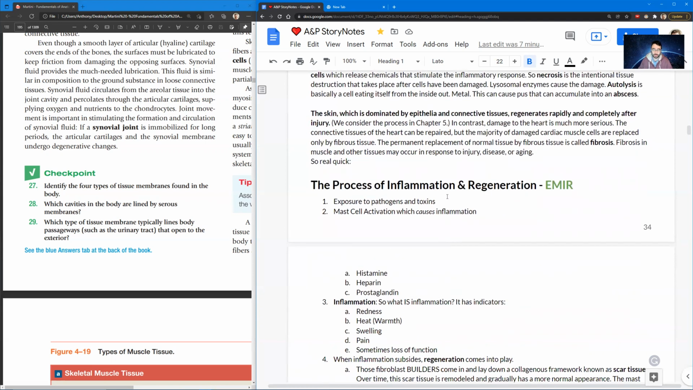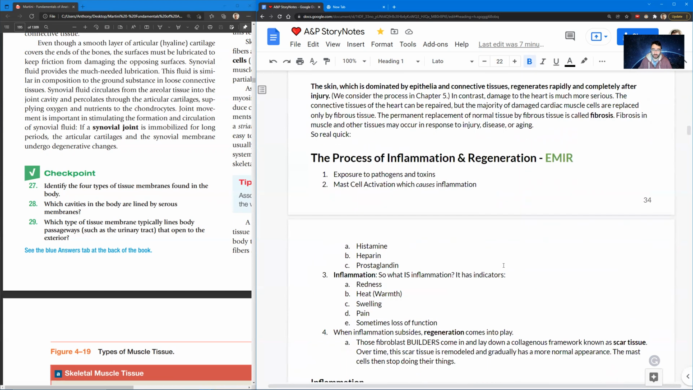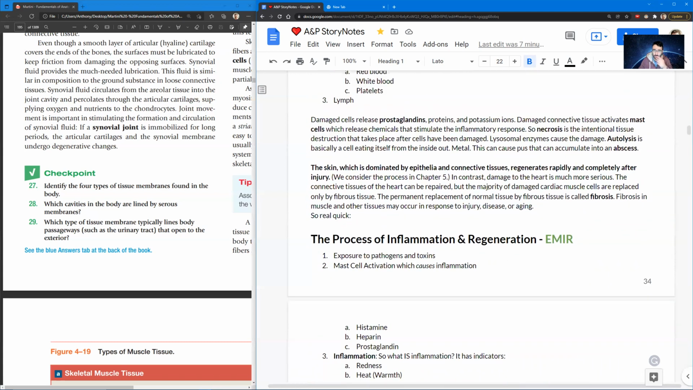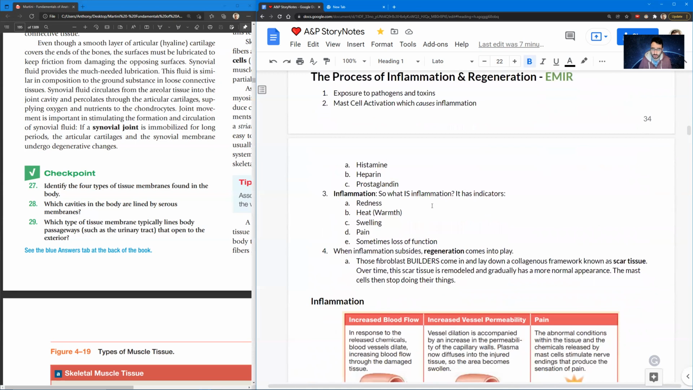All right. So all this stuff here, I think of a mirror, which is exposure, mast cell activation, inflammation, and regeneration. So your tissue is exposed to pathogens, toxins, all right? Those mast cells are activated, which cause inflammation, and they call in histamine, they call in heparin, which remember is that anticoagulant. Histamine was that vasodilator. So open up, let's bring in more stuff. Let's make sure things are flowing. We're gonna anticoagulate, and then we have prostaglandin, which I think just aids in that inflammatory response.